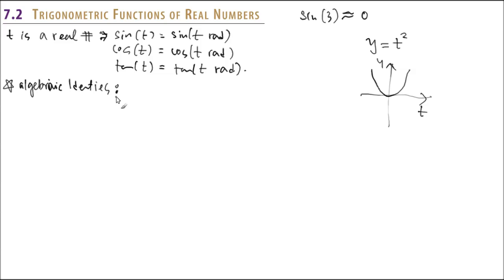What identity do you know about sine, cosine, tangent? There's something called the Pythagorean identity, right? Who remembers the Pythagorean identity? That's the definition. It's not an identity. It is another property that it satisfies.